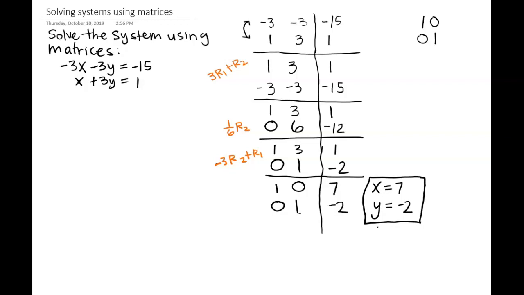Okay, you could also write those as ordered pairs as (7, -2). Make sure if you write it as an ordered pair that you always have your x first and your y second. Alright, I hope that is helpful in working on some more problems that you have to do with matrices.